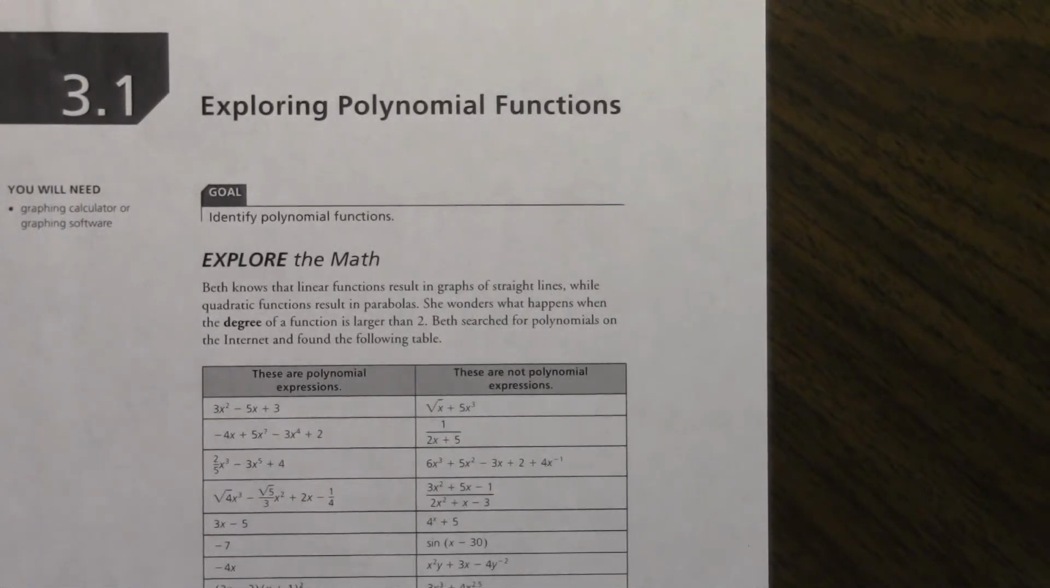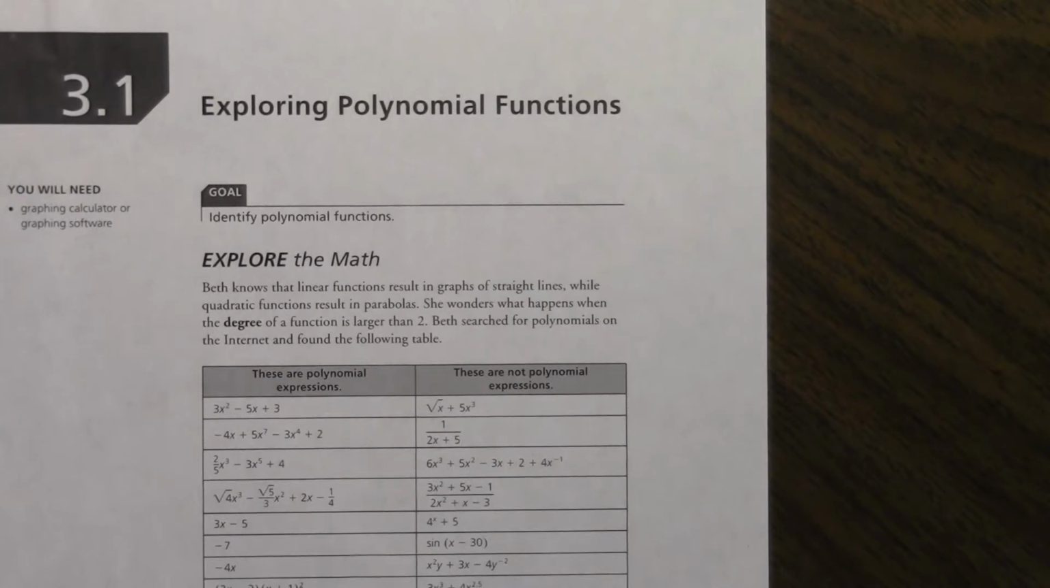This is 3.1. We're exploring polynomial functions. Beth knows that linear functions result in graphs of straight lines, while quadratic functions result in parabolas. She wonders what happens when the degree of a function is larger than 2.